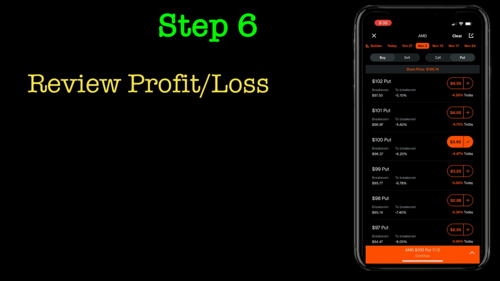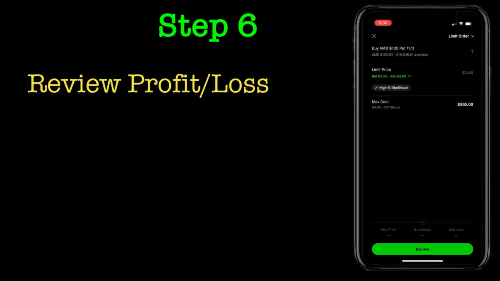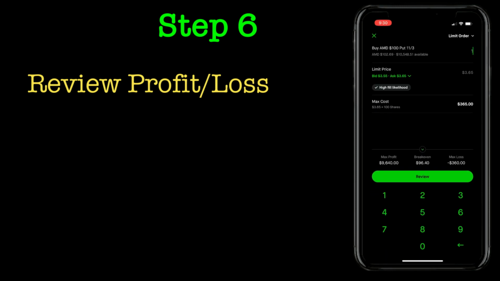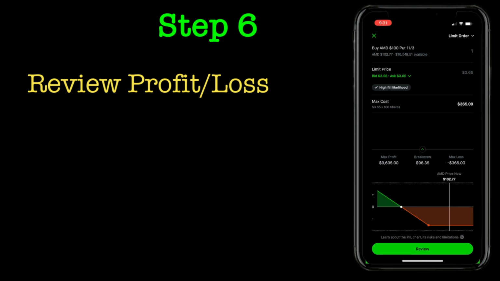Now the next step is to review the profit and loss. In Robinhood, it shows a graph here, as you can see, right? So as the stock falls, you're gonna make money, and it shows that max profit as 9,000 something. Why is that? Because it assumes that if the stock goes to zero, which practically it may not, but as the stock goes down, you're gonna make money in this case.